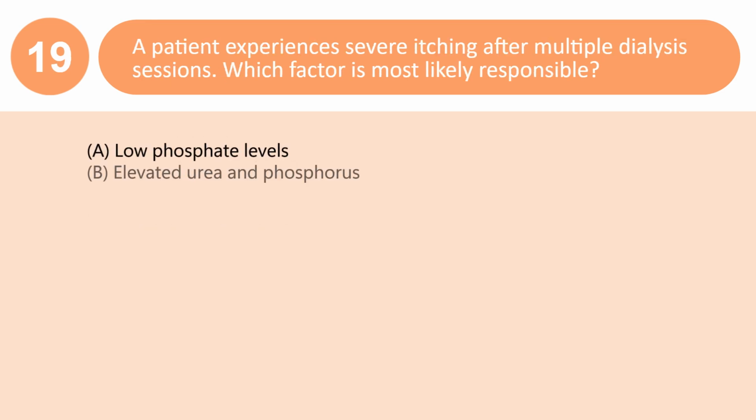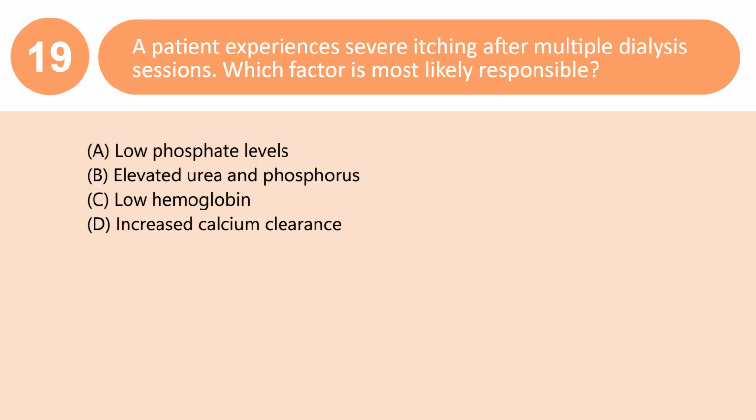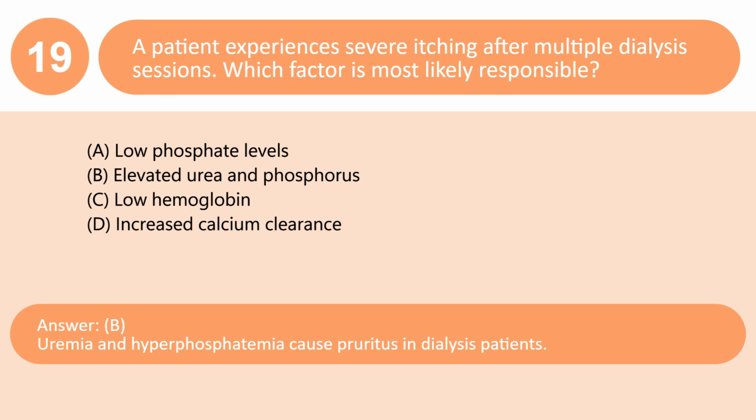A patient experiences severe itching after multiple dialysis sessions. Which factor is most likely responsible? A. Low phosphate levels. B. Elevated urea and phosphorus. C. Low hemoglobin. D. Increased calcium clearance. Answer B. Uremia and hyperphosphatemia cause pruritus in dialysis patients.